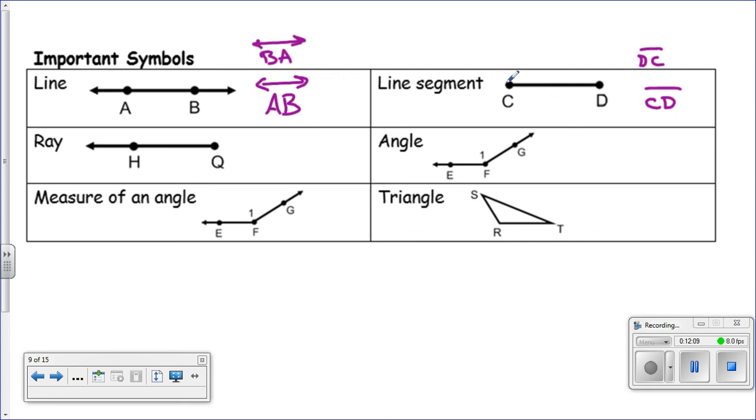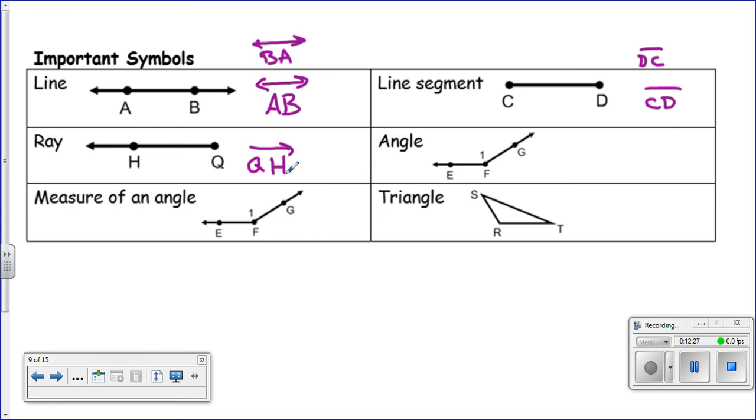If you have a ray, there's a very specific way to write this. You do draw the symbol that looks like a ray, but when you put your points on the bottom, you have to start with your endpoint. The first letter must be your endpoint.